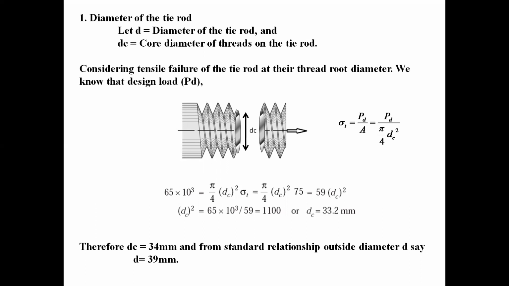Now in your exam you cannot directly take the standard dimension from the table, so you can take a very simple relationship: the outside or nominal diameter d equals DC divided by 0.84. From that relationship also you can get that standard dimension d. So here we find the internal and outer diameter of the threaded portion. The outer diameter of the tie rod comes out to 39 mm.